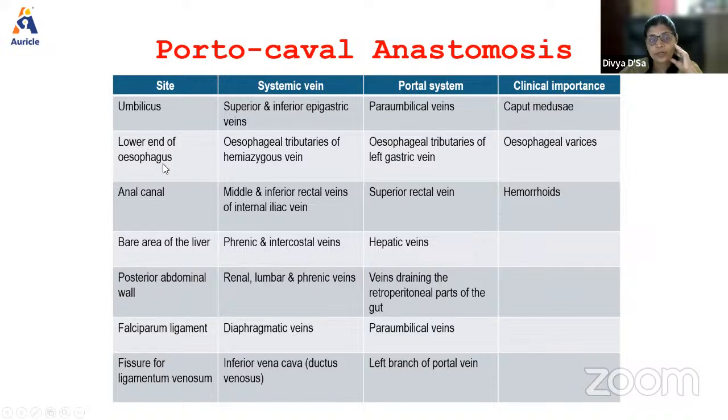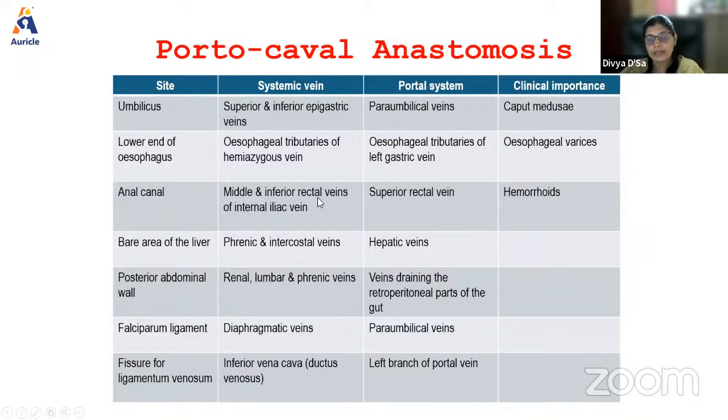Then the next site is the lower end of the esophagus, where the esophageal tributaries of the hemiazygos vein, which belong to the systemic system, anastomose with the esophageal tributaries of the left gastric vein. So this leads to esophageal varices. If there is portal hypertension, there are esophageal varices, and it leads to hematemesis. Just like hemorrhoids cause lower end bleeding, this causes upper end vomiting of blood, which is known as hematemesis.